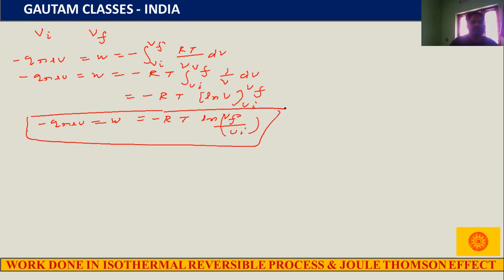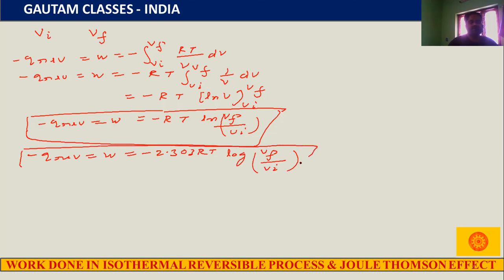Further, if we want to convert ln into log, Q reversible is equal to W is equal to minus 2.303 RT log Vf upon Vi. That is our final expression for the work done in isothermal reversible expansion.